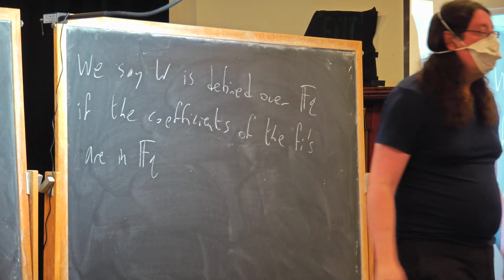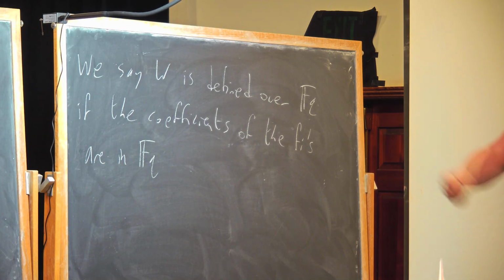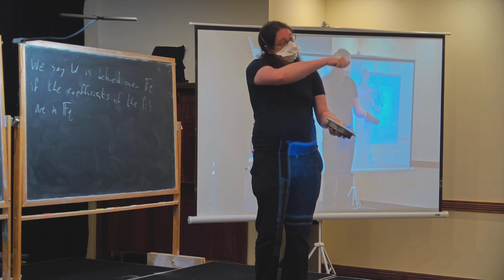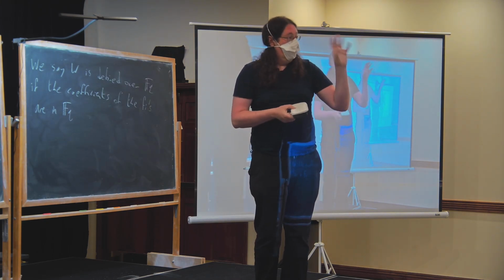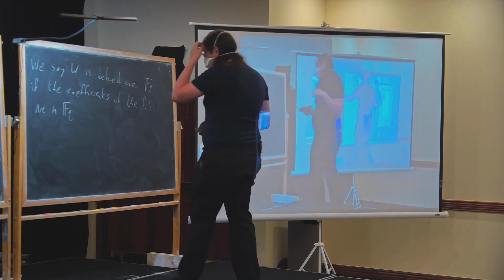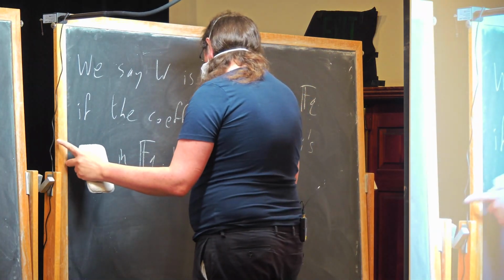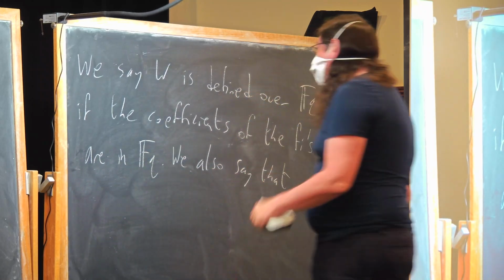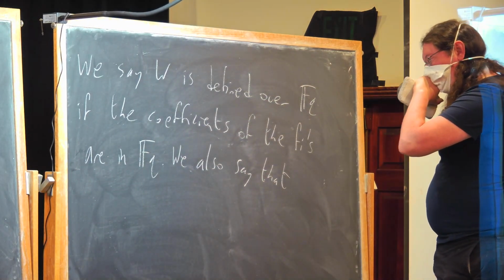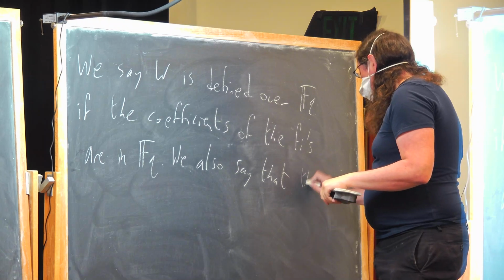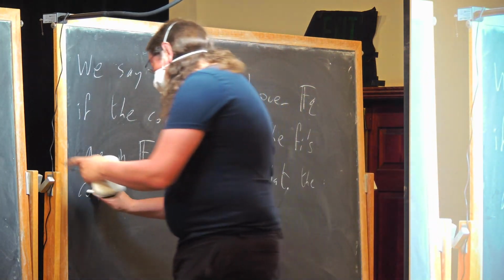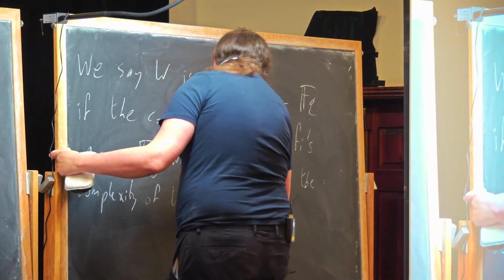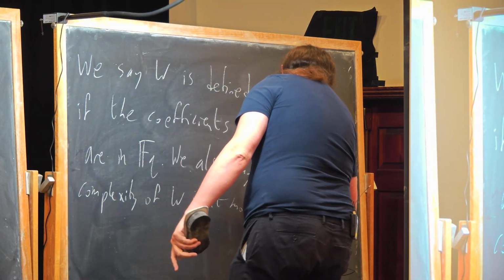Okay, that seems a pretty reasonable thing to do. So you have these polynomials. You could think again, you have these monomials, you have these coefficients. The coefficients really are in Fq and not in Fq bar. And we also say that the complexity of W is at most m if basically the coefficients are at most m.